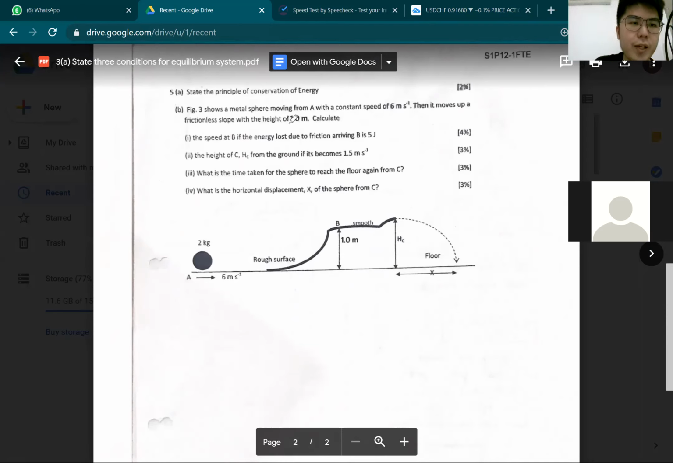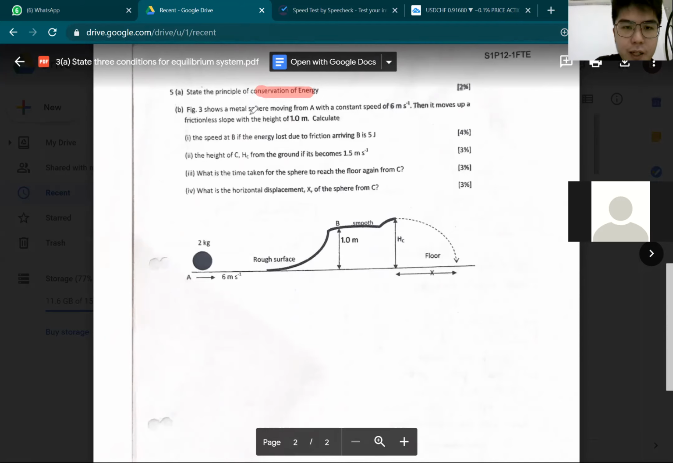Okay, question number 5 is about energy: kinetic energy and potential energy. Now, 5A, state the principle of conservation of energy. This one no need, this one is theory, right? Energy cannot be created or destroyed, right? So let's look at the calculation in B.